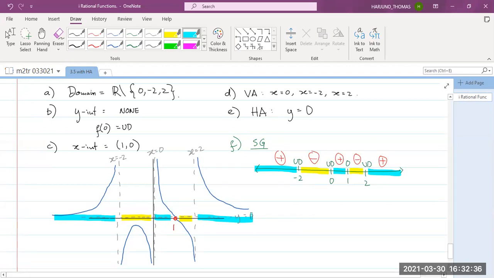Now that's for number 33. It tends to be on the easy side because the sine graph also works for horizontal asymptote. So we can see the x-intercepts at the same time where the graph intersects the horizontal asymptote. Now that's 3.5 with horizontal asymptotes.